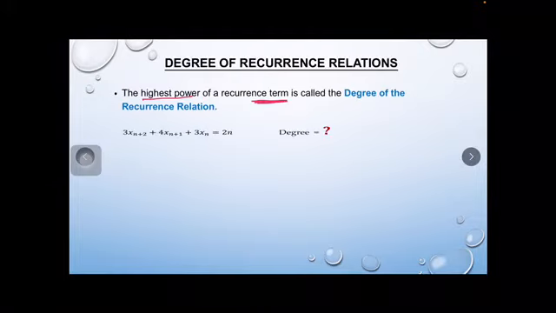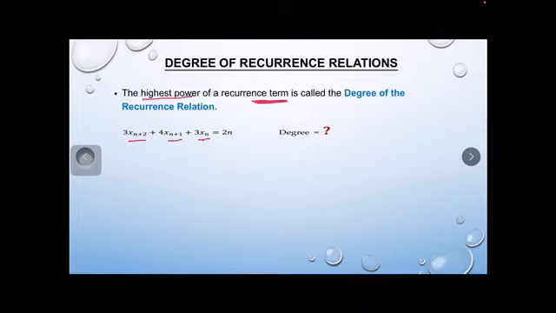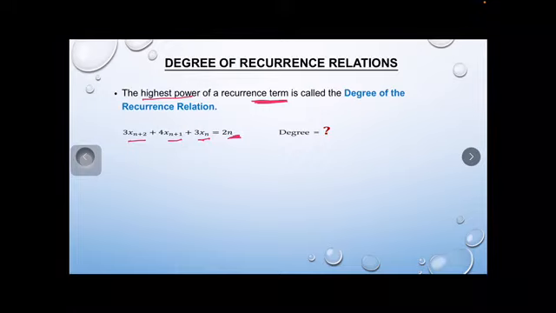If we have this recurrence relation 3x_{n+2} + 4x_{n+1} + 3x_n = 2n, what's the degree of this? You see, what's the recurrence term here? x_{n+2}, x_{n+1} and x_n. This is not a recurrence term. Our recurrence terms are only x_{n+2}, x_{n+1} and x_n.